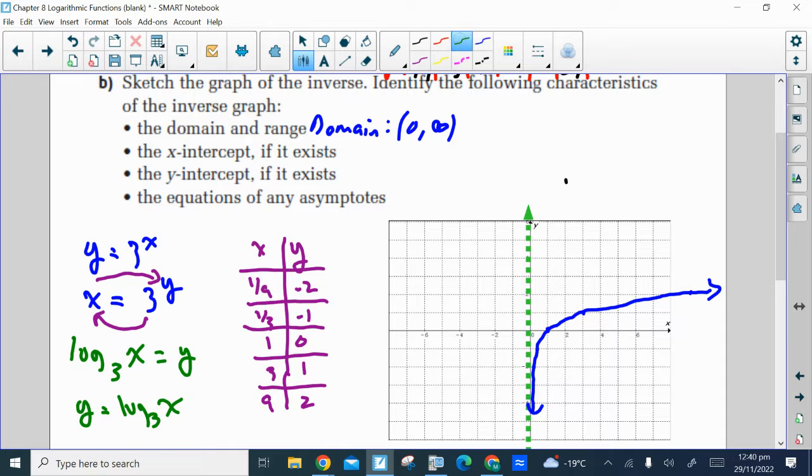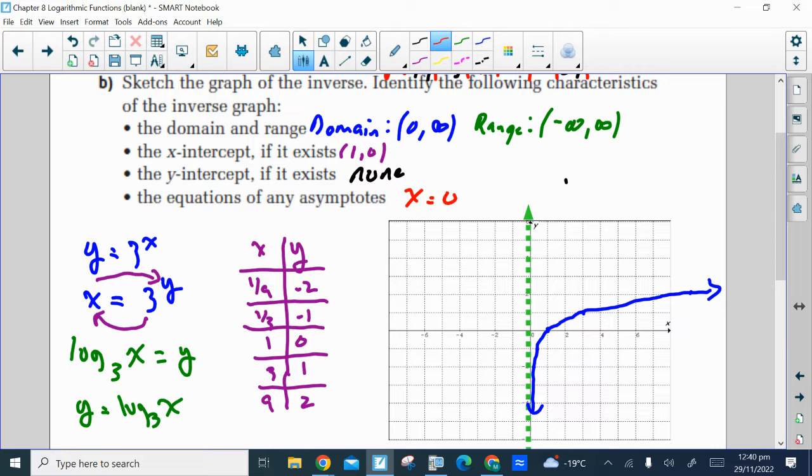And that's our domain. Our range in this case would be all real numbers. This graph goes up and down forever, from negative infinity to positive infinity. There is an x-intercept. Our x-intercept is at the point 1, comma, 0. There is no y-intercept because the y-axis is a vertical asymptote, and the equation of that asymptote would be the line x equals 0.